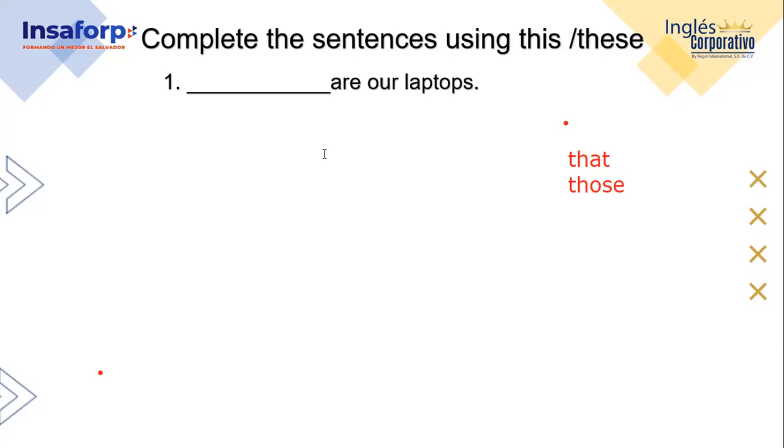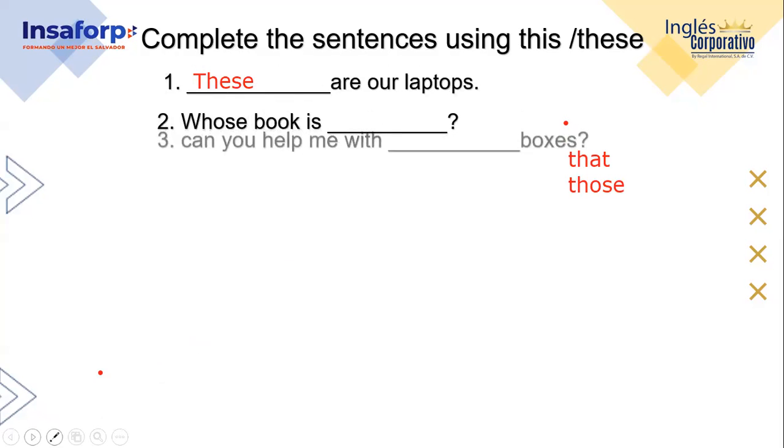In number one, is it this or these? Is it correct? No, why not? Okay, because that is for singular. Then I need to use this. These are our laptops. Estas son nuestras laptops. And what about the second one? ¿Qué hay de la segunda oración? ¿De quién es este libro? This.